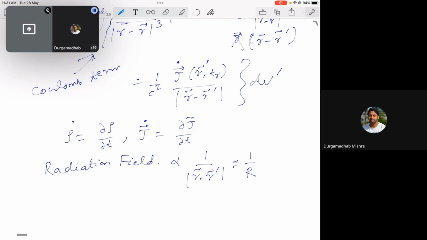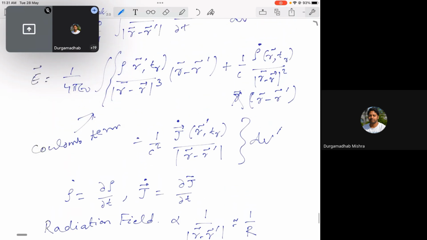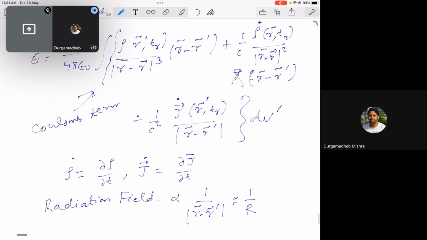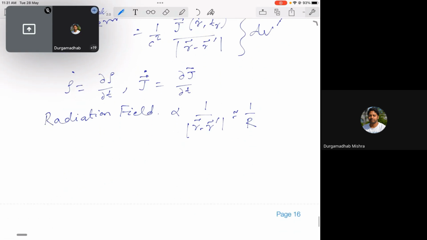Why are we calling it a radiation field? Because this is the electromagnetic field which we can actually observe far away from the charge distribution. According to Coulomb's law the electric field varies as 1 by r square, so it decreases very quickly. But the other two terms have 1 by r dependence, so they decrease slowly compared to the first term, and they actually dominate the electric field far away from your sources. They are responsible for electromagnetic radiation.